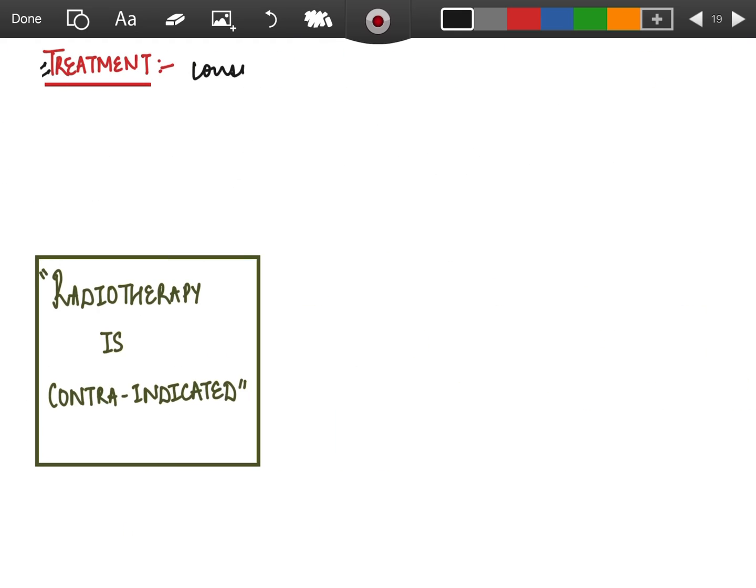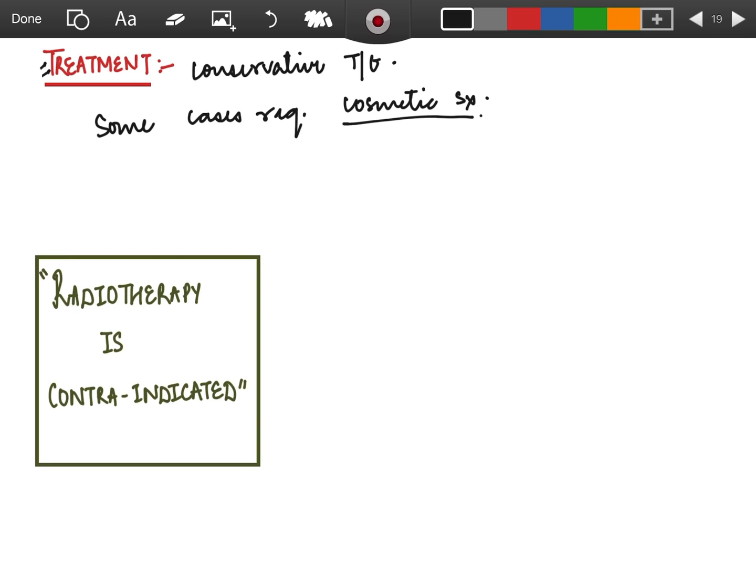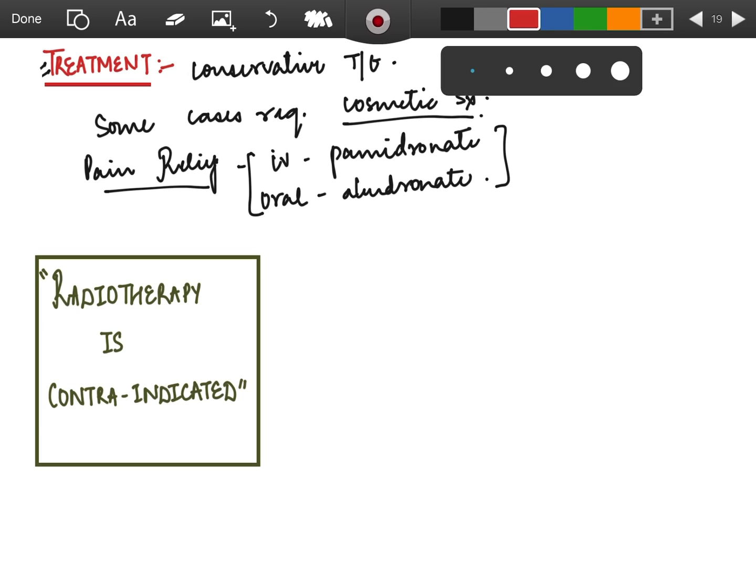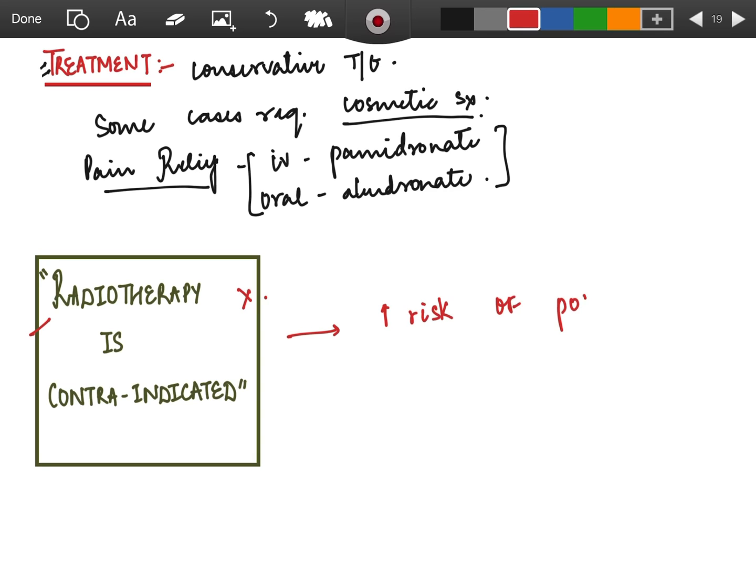Now coming to the treatment, we have conservative treatment. In some cases where there are aesthetic problems, we need cosmetic surgery. For bone relief, like in the polyostotic type, we can give certain drugs. IV we have pamidronate, and orally we have alendronate. Now we can't give radiotherapy to a patient with fibrous dysplasia. It is contraindicated because it increases the risk of post-radiation sarcoma. So okay, remember that.